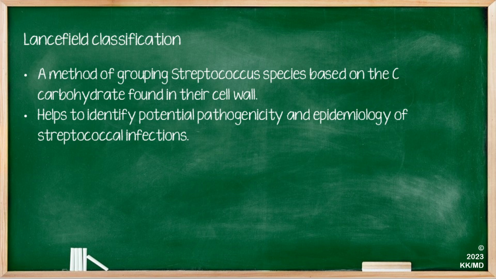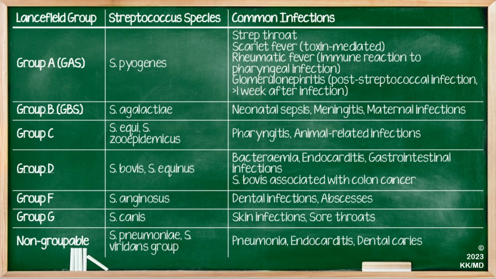So this is only used for Streptococcus species, and it's based on the C carbohydrate found in their cell wall. And this helps to identify the potential pathogenicity and the epidemiology of streptococcal infections. This table gives an overview of the various Lancefield groups, but really the key ones to remember for MRCP have been underlined here in the left-hand column, and they are Group A, Group B, and Group D Streptococcus. So we'll just cover these ones in particular.